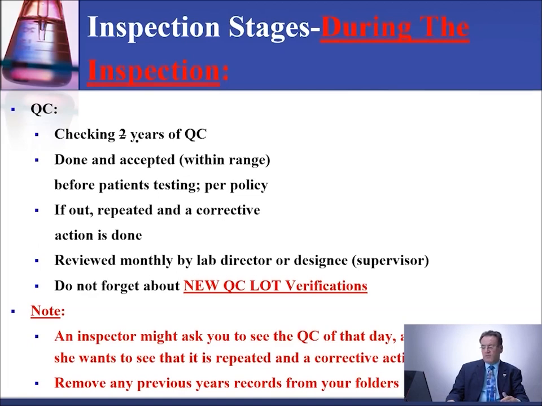You can remove any previous year's record from your folders. Like if this is your first inspection, 4 to 6 months is enough. You can remove anything before that, especially if you know that there are some issues with it. Okay, if this is your second cycle or more, then you need to have only 2 years of record. Remove the years before that.